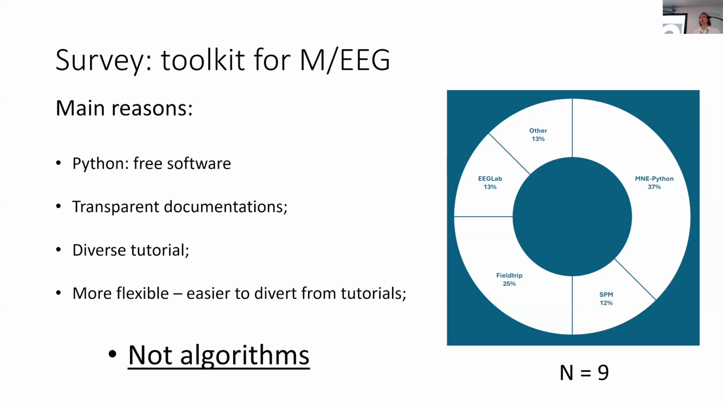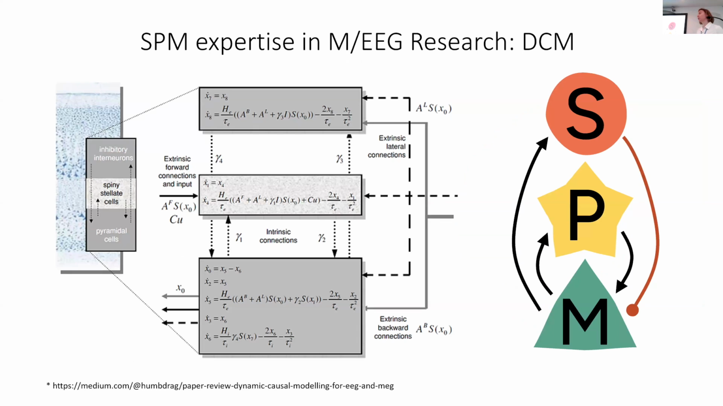And I think SPM can offer huge expertise for MEG and EEG research. For example, we all know the DCMs, and SPM pioneered approaches for Bayesian estimation of mechanistic models in DCM, and the whole ecosystem for DCMs is really, really well developed in SPM.